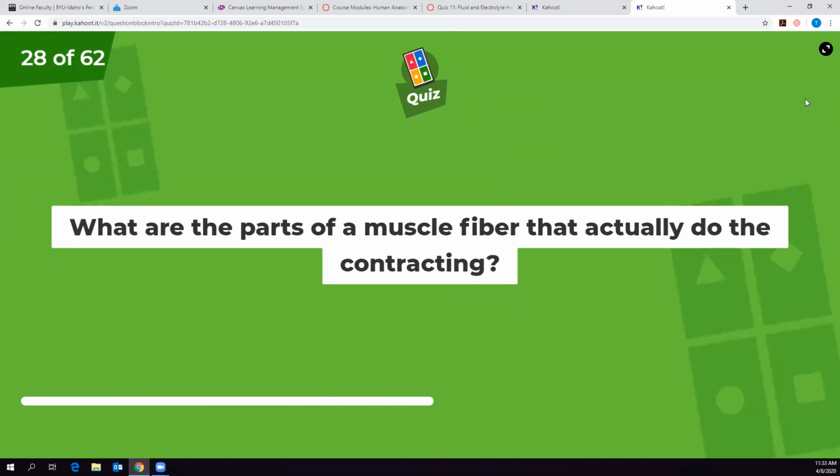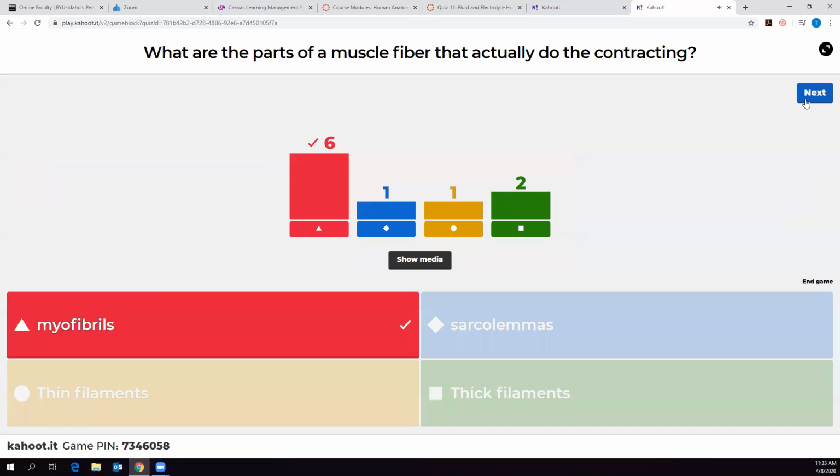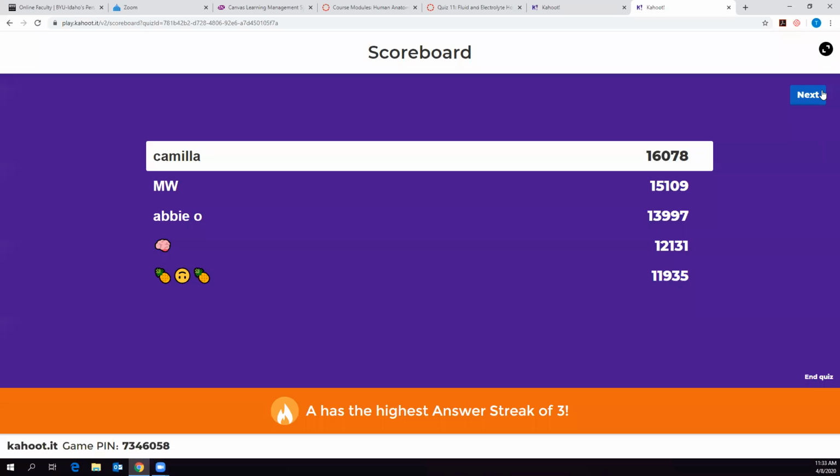What are the parts of a muscle fiber that actually do the contracting? Okay, so now what's doing the contracting? Yes, now it's myofibrils on that one. Because thin filaments never contract. Thick filaments never contract, you guys. They slide past one another, but they never ever shorten. They're always the same length, but myofibrils will shorten.